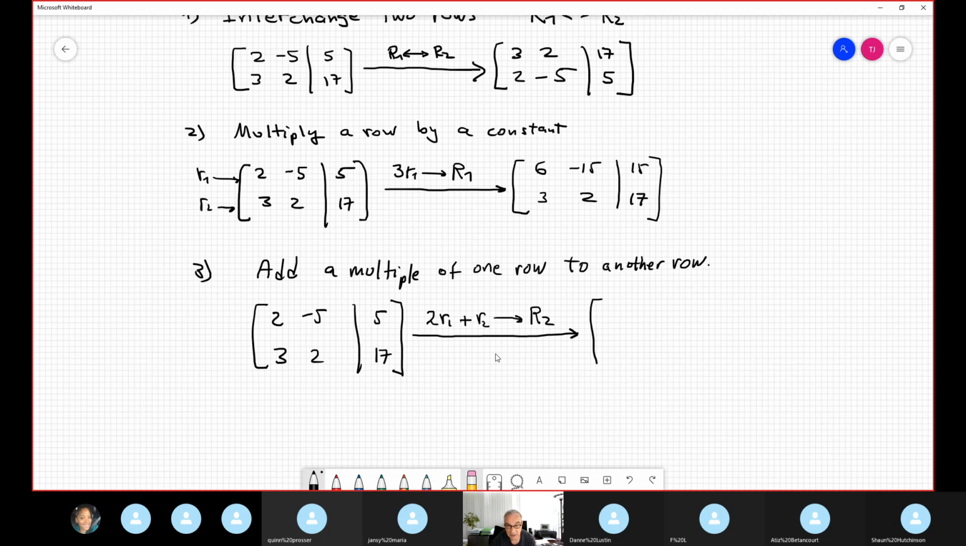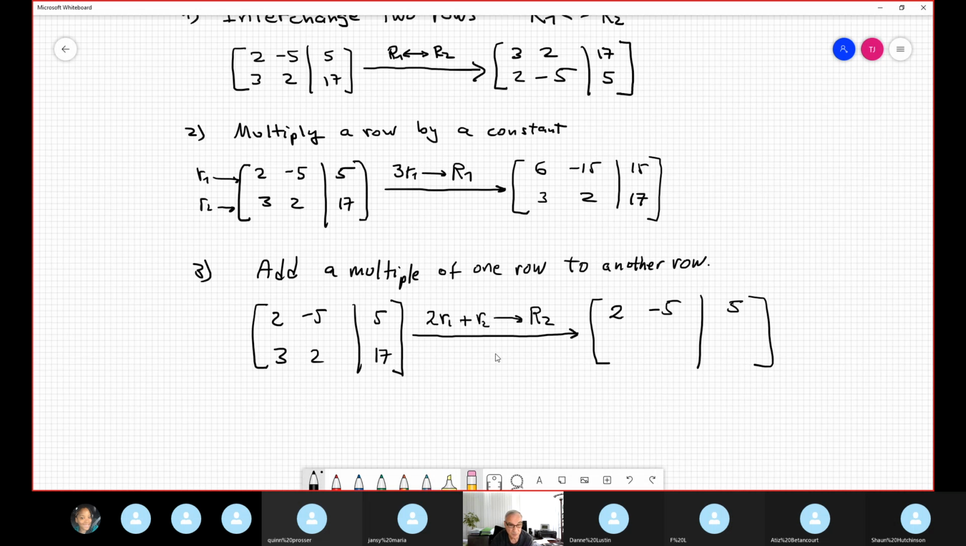So basically, row 1 and row 2 participate in the game, but the only row that changes is row 2. Row 1 stays the same. It participates, however it doesn't change, because the final answer you store in row 2. So you multiply 2 times each element in row 1 plus the corresponding element in row 2 in the same column, and you put this information inside row 2.